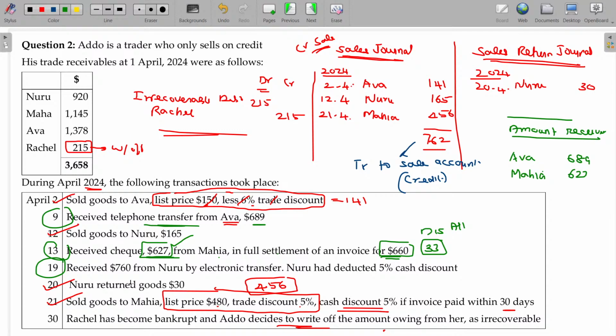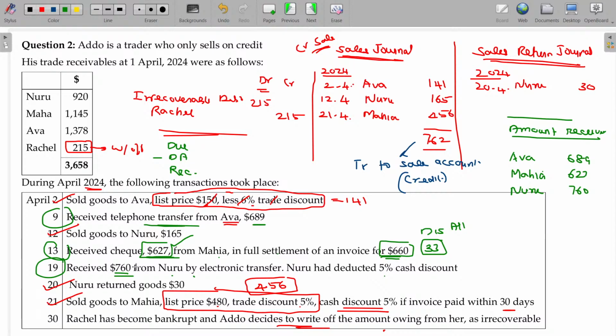And again, 760 from Nuru by electronic transfer. Nuru had deducted 5% cash discount. Received 760, so you have to write here Nuru. The amount received from Nuru is 760. Then what about the discount? I already guided you in the previous chapters. You can have this one: due, discount allowed, and received.